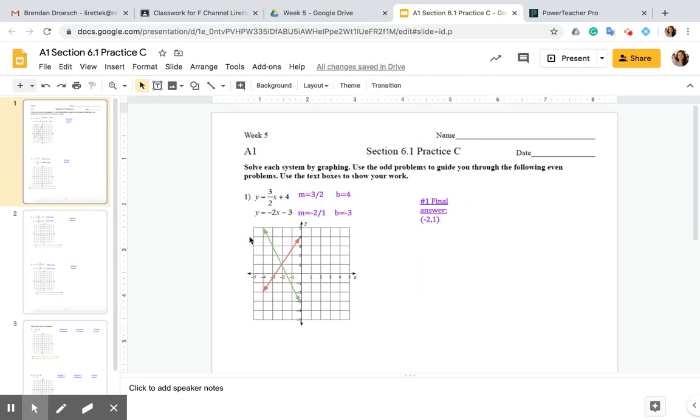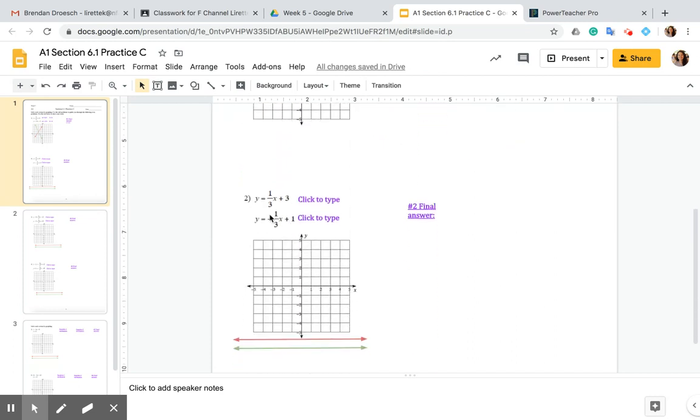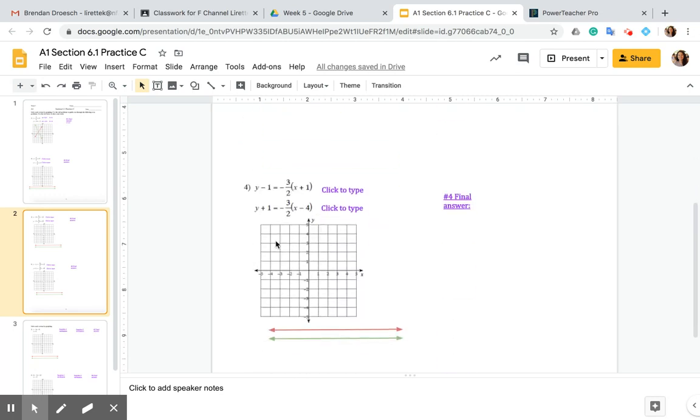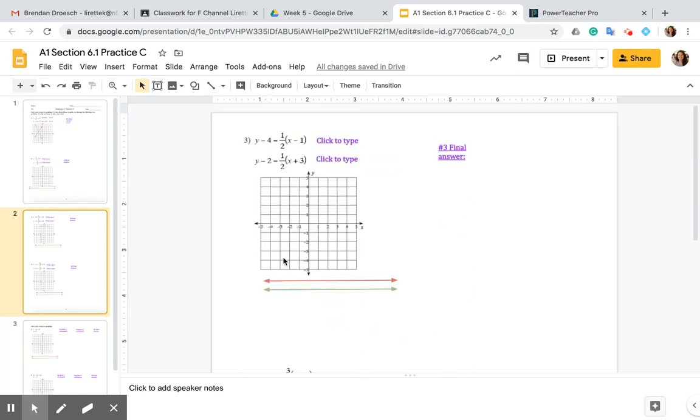So go ahead, pause the video, or even rewatch this bit if you need to, and give number 2 a try. All right, so I'm assuming you've paused the video and you've tried number 2. I'm going to move on to number 3. Same as last time, once I'm done with number 3, use it to guide you through number 4.